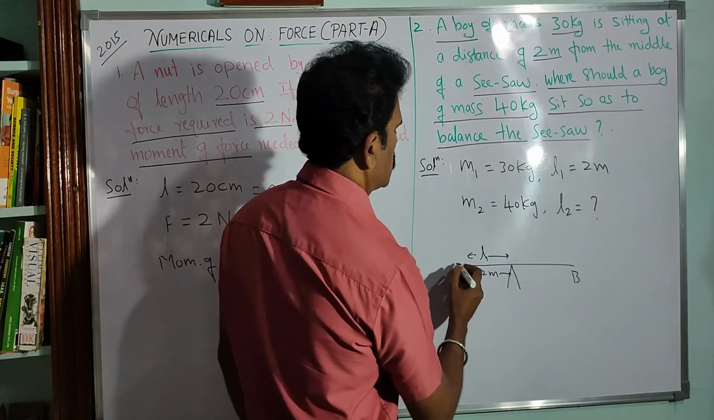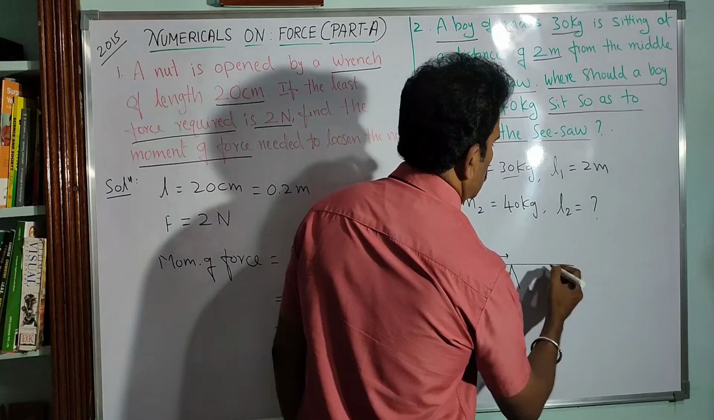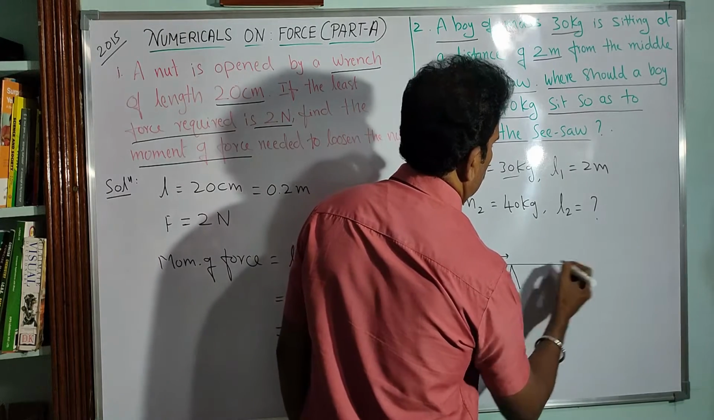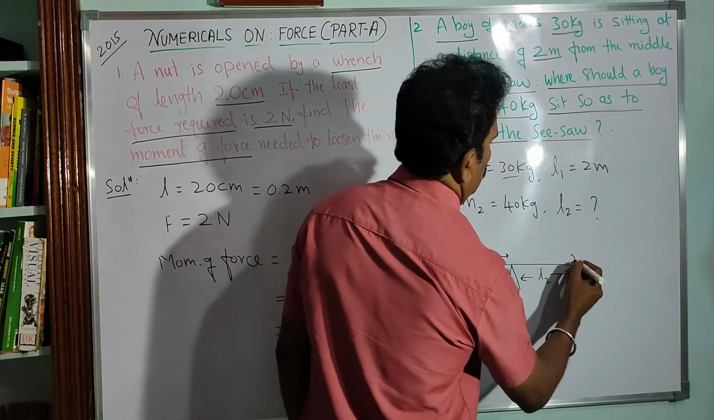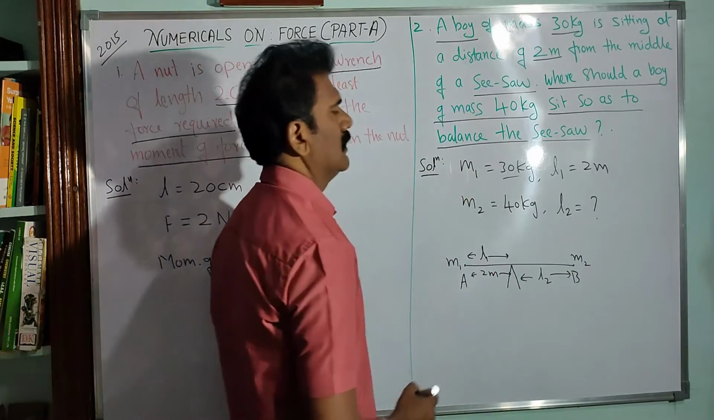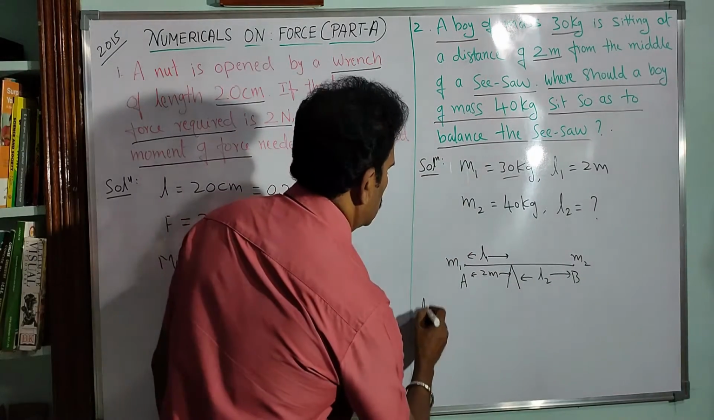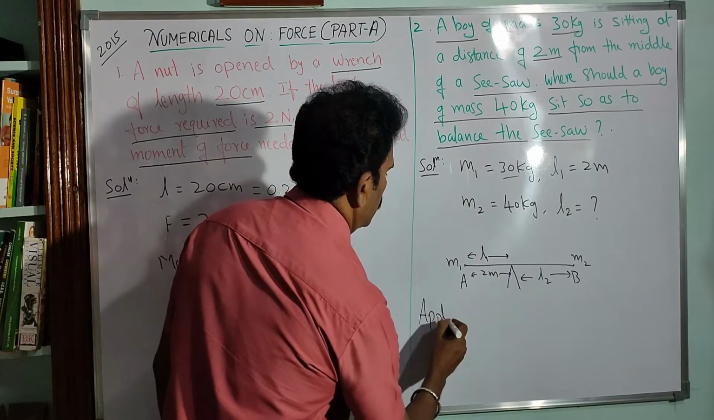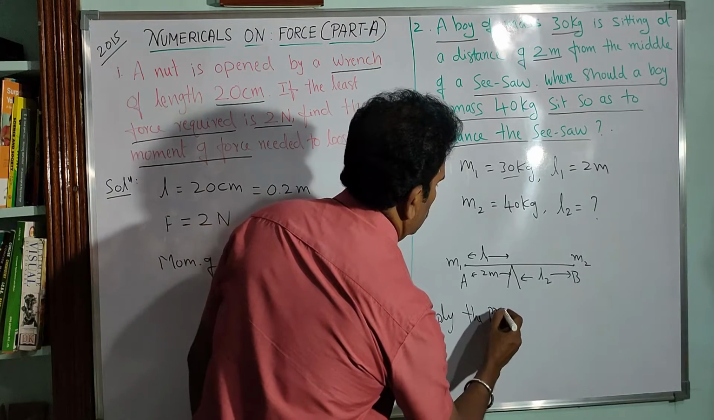So the mass is M1, how much? 30 kg. Similarly, the other boy has to sit at some place. So the distance L2 is unknown for you, and M2 is 40 kg. Okay, so like this, to calculate, apply the principle of moment.